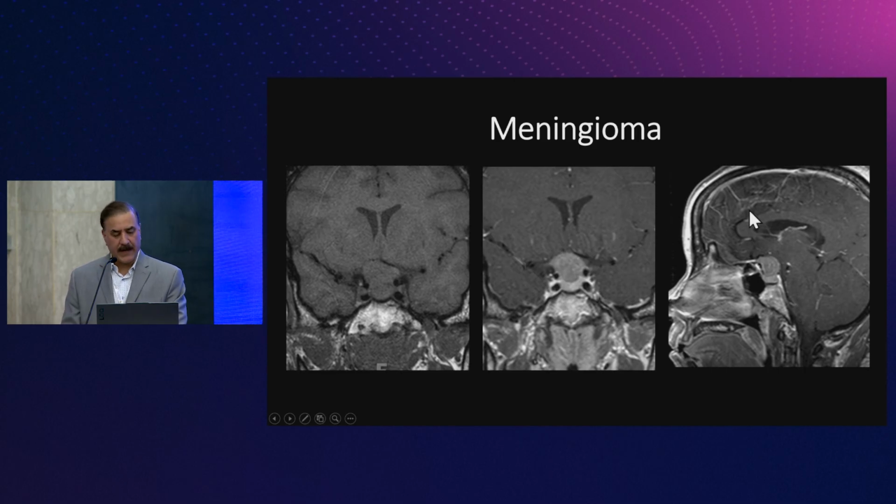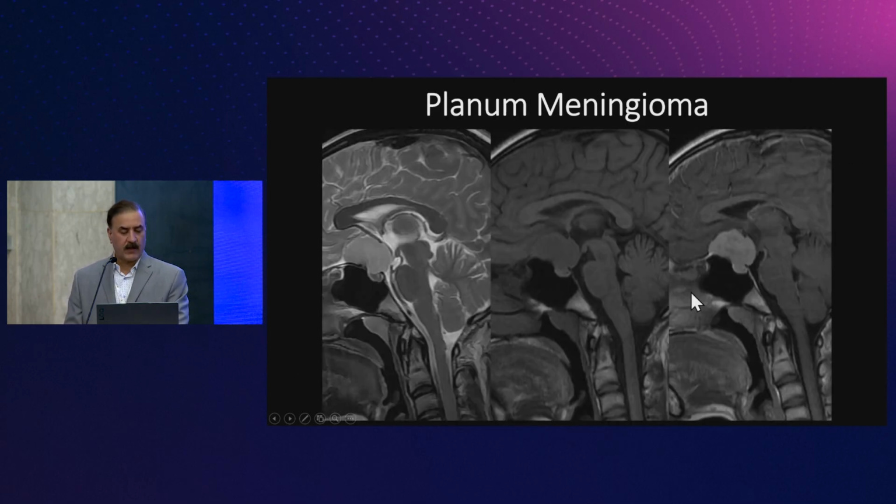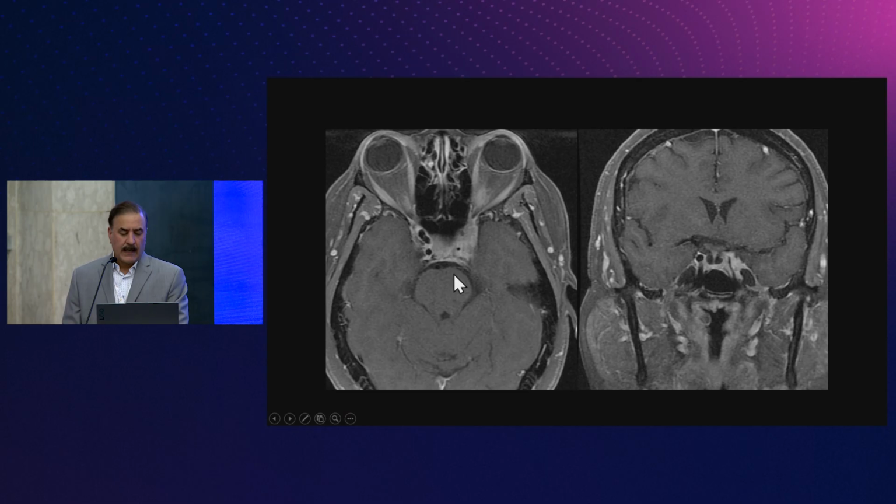So that's another diagnosis that you will see very commonly in this region. This is a planum sphenoidale meningioma. Again, it's coming down all the way to the cavernous sinus and the pituitary gland, and you can see that dural tail sometimes. You don't have to see the dural tail. This is a very characteristic location for this.